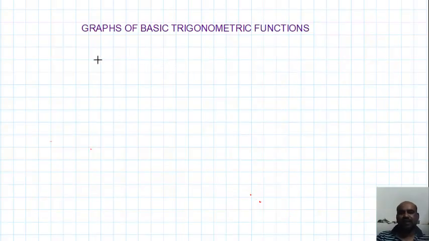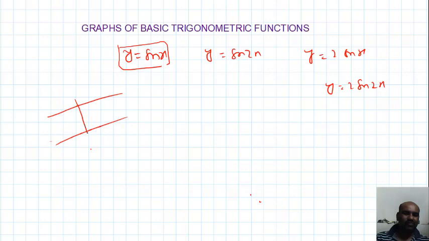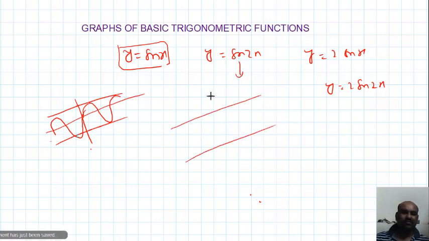Okay, students, what I am trying to explain is: y equal to sin x, y equal to sin 2x, y equal to 2 sin x, y equal to 2 sin 2x. How do we draw the graphs and what is the nature of these functions? Clearly we observed that the y equal to sin x graph is bounded between two straight lines, y equal to -1 and y equal to 1. So this one is also bounded between two straight lines, y equal to 1 and y equal to -1 only.